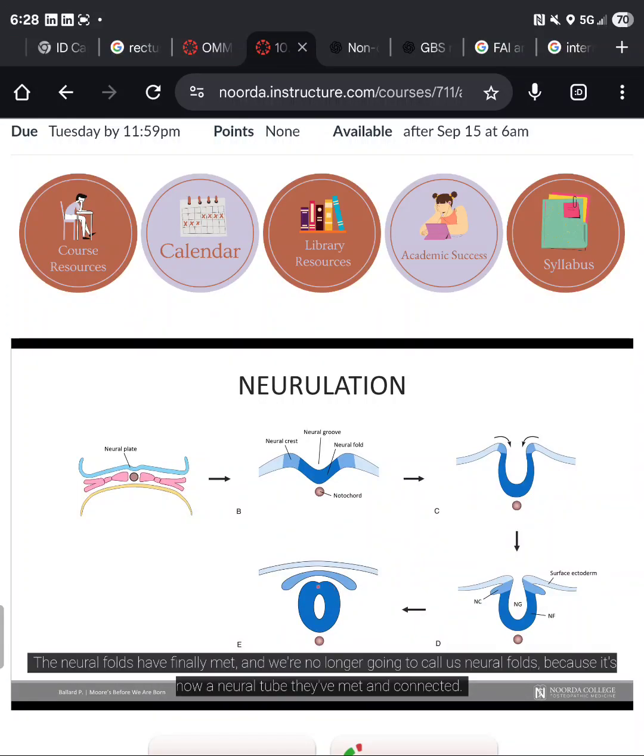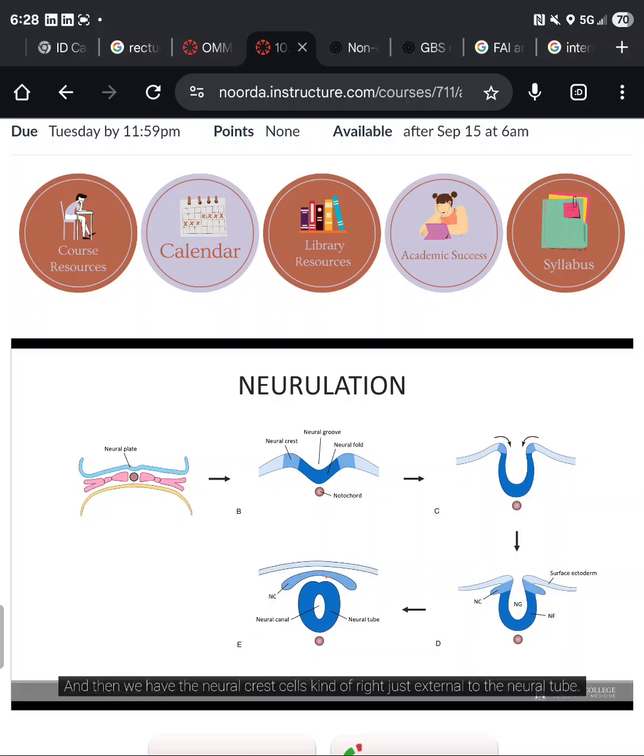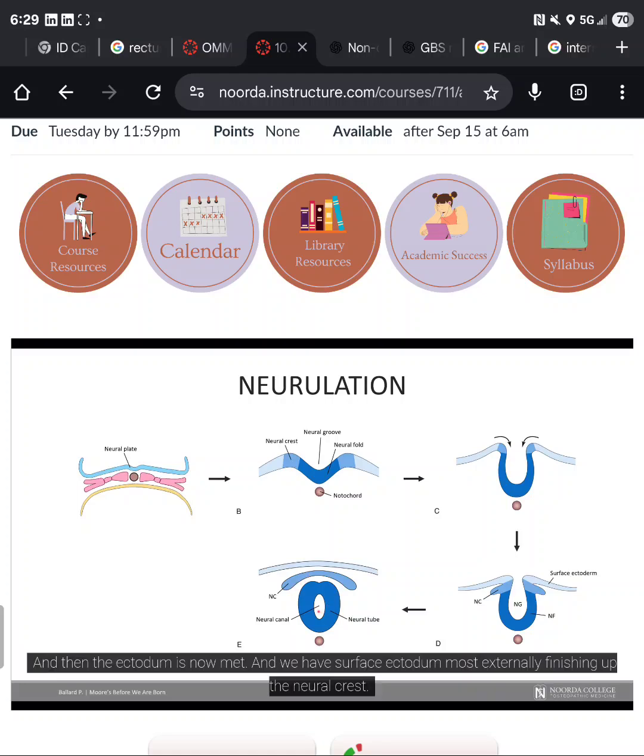The neural folds have finally met, and we're no longer going to call this neural folds because it's now a neural tube. They've met and connected. And instead of calling it a neural groove now, this section in the center, we're going to call a neural canal. And then we have the neural crest cells just external to the neural tube. And then the ectoderm is now met, and we have surface ectoderm most externally.